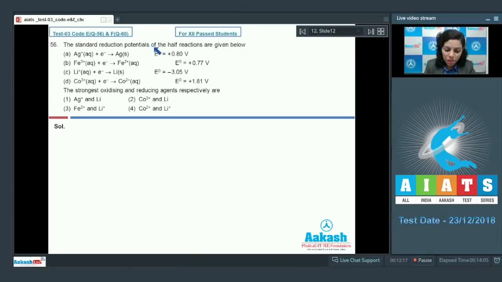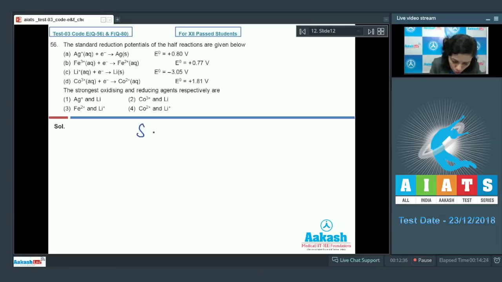The standard reduction potentials of half reactions are given below. We have different half reactions, along with their standard reduction potentials. On the basis of that, you have to choose the strongest oxidizing and reducing agent respectively. So in this particular question, we have to consider the reduction potentials.